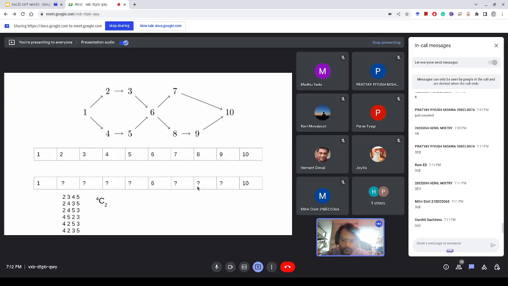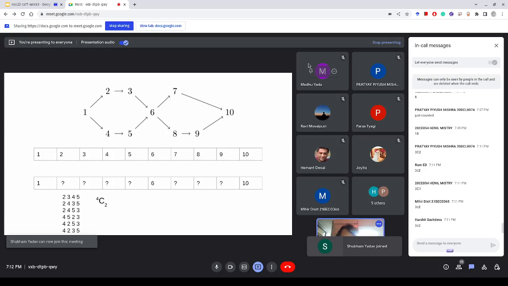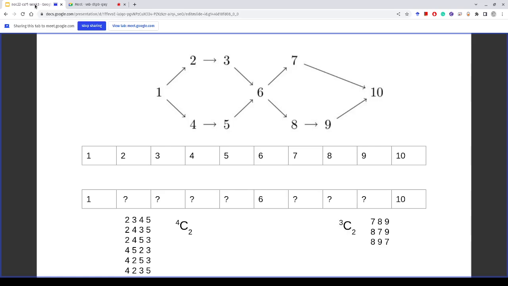Okay, so your total number of boxes are 3 here. You can either choose 2 boxes for 8 and 9, or you can choose 1 box for 7. So the answer will be 3C2 or 3C1. This is correct, people who attempted it. So you have these 3 possible permutations for 7 8 9. Notice 8 always comes before 9, otherwise your topological ordering breaks. So the possible number of topological orderings would be 4C2 into 3C2, which is 6 into 3, 18.